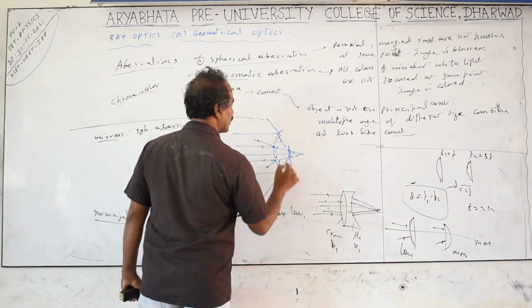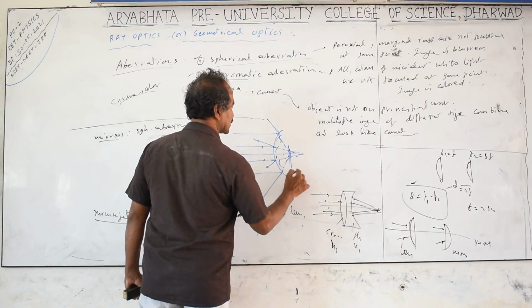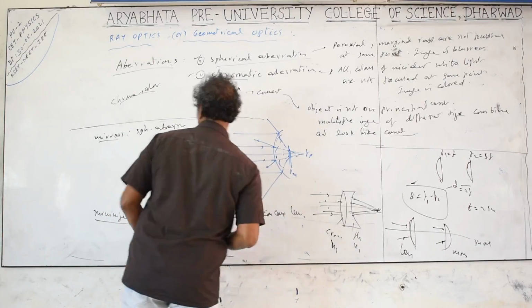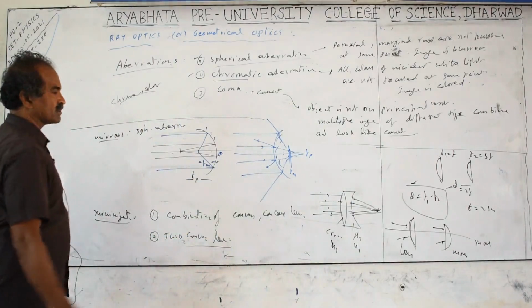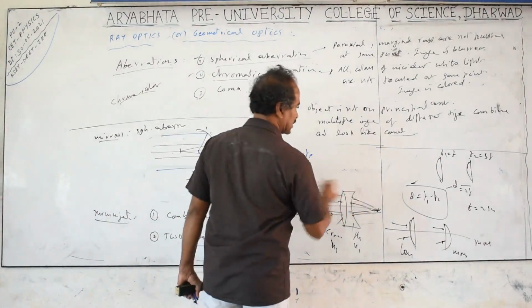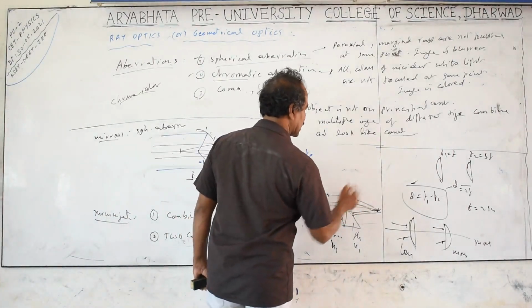This is the focal length of marginal rays. This is the focal length of paraxial rays. Same thing for the concave also, but for the concave I didn't draw the diagram. For the concave, the light rays will be diverged.